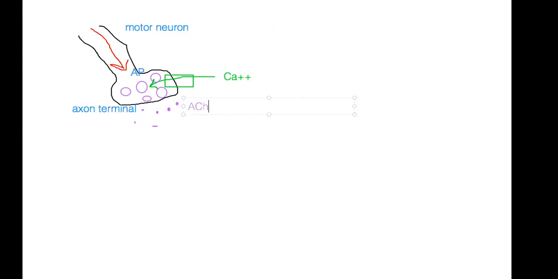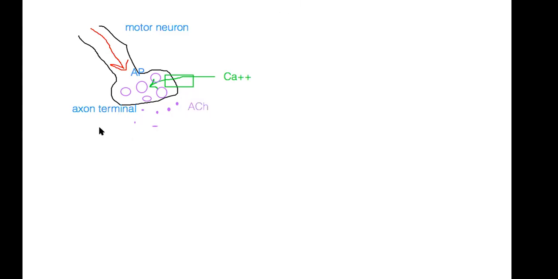Okay, so the action potential comes down our motor neuron. It reaches the axon terminal. It opens up voltage-gated calcium channels. Calcium enters the neuron axon terminal and causes the release of synaptic vesicles full of acetylcholine. Acetylcholine is then going to cross this area called the synapse.